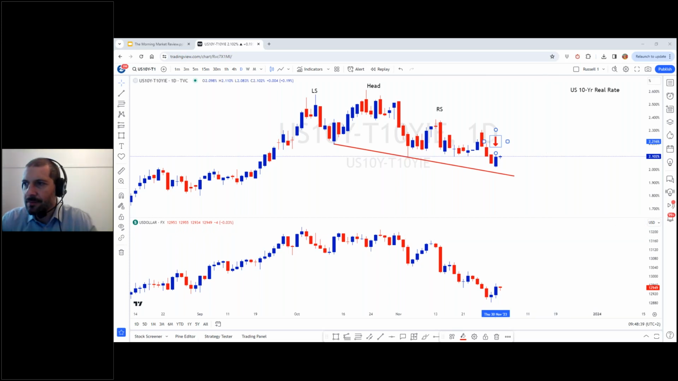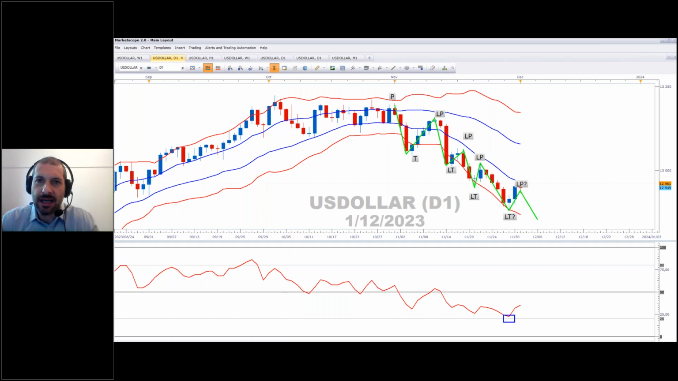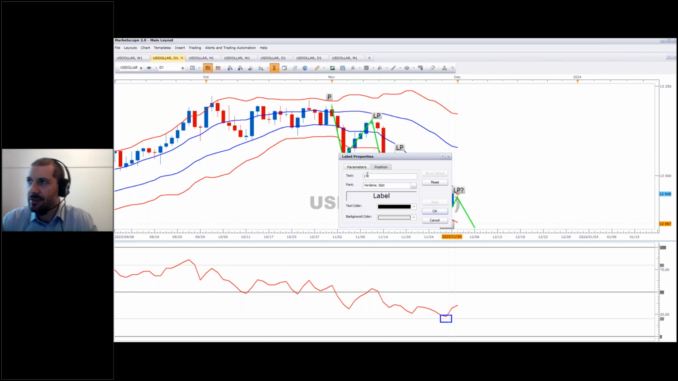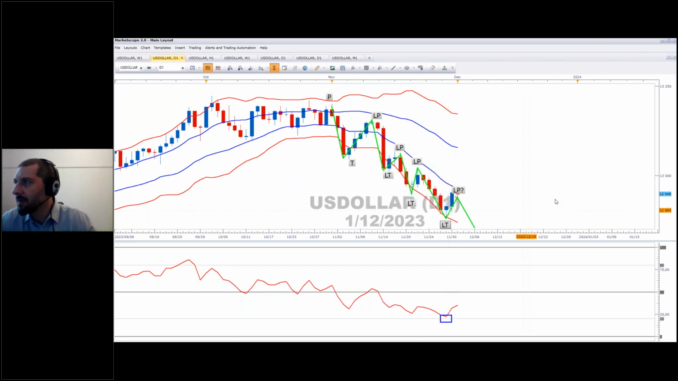Let's go through to the market scope main layout. And yesterday, so here we're looking at the daily. We said here's the orderly evolution: lower peak, lower trough, lower peak, lower trough, lower peak, lower trough. I put an LT question mark yesterday because we didn't have a reference candle here. We can change that. That's now certainly a lower trough. Okay, so let's put that in.